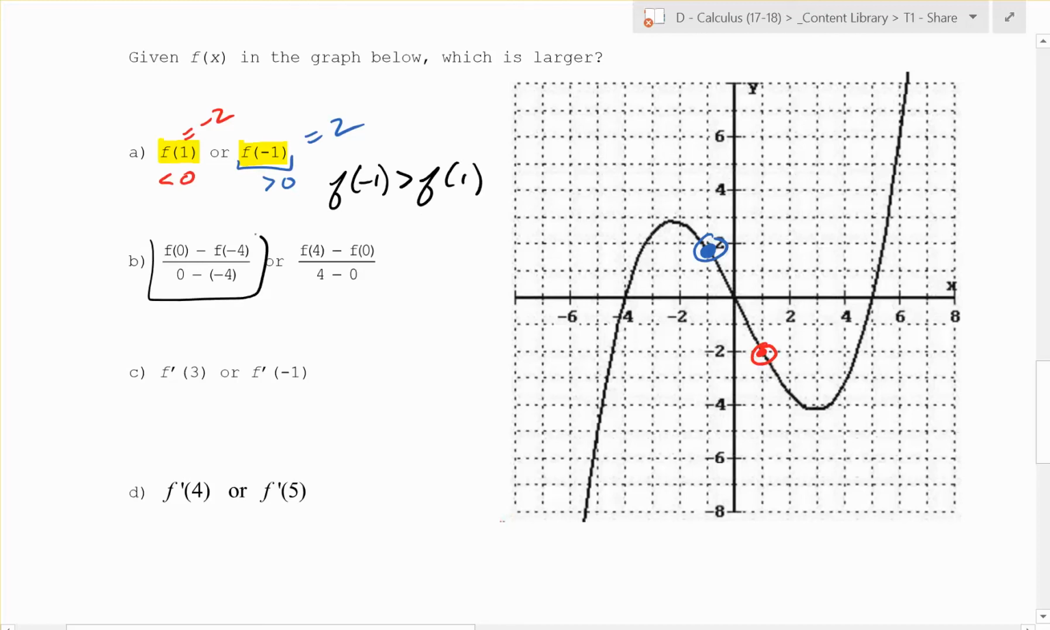What about this and this? They look familiar? They are. They are the difference quotients. This is going from 0 to negative 4, and this one's going from 4 to 0. So what you can do is draw the lines.